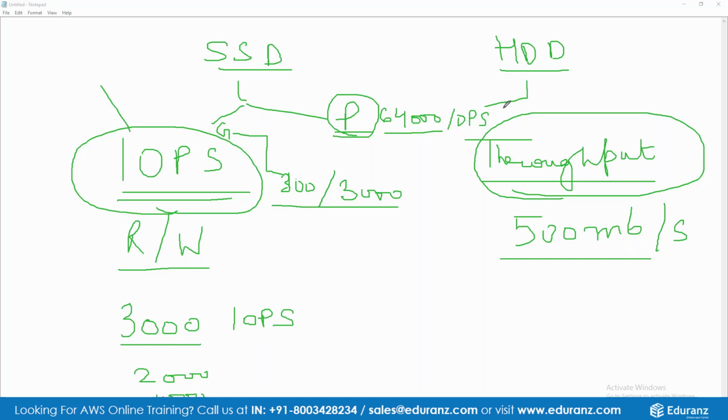So are we clear till this point, everyone, on the concept of IOPS and throughput? Please give me a quick confirmation, everyone. Are we all clear till this point? Perfect. Thank you for confirming.